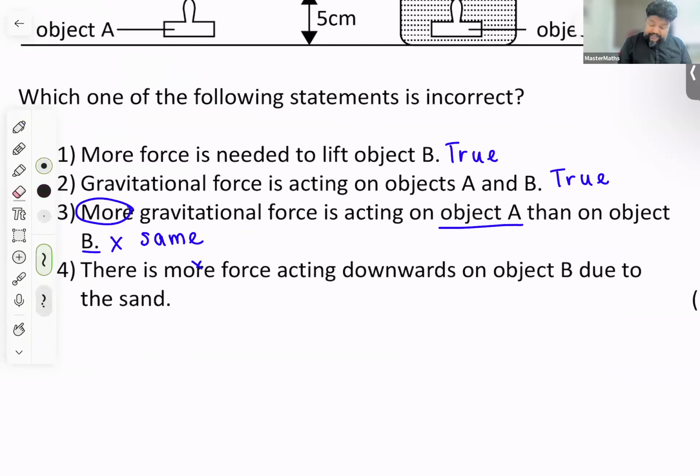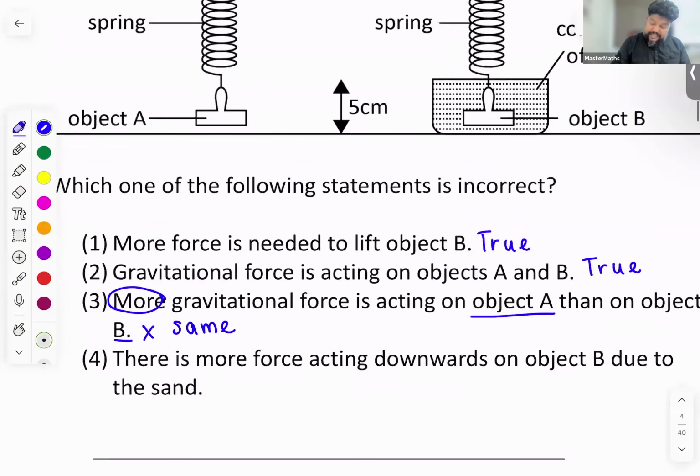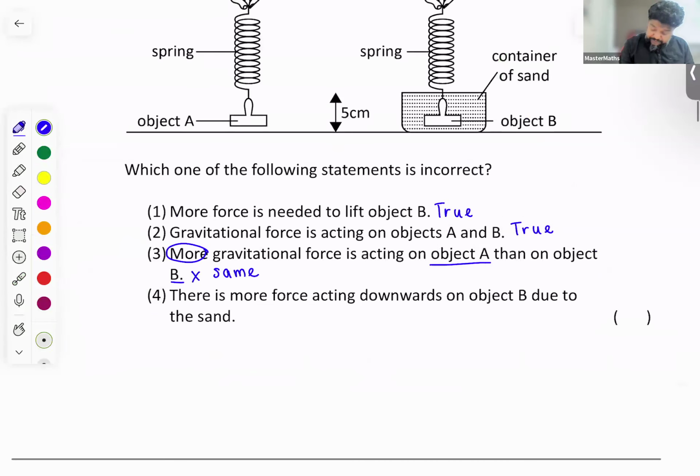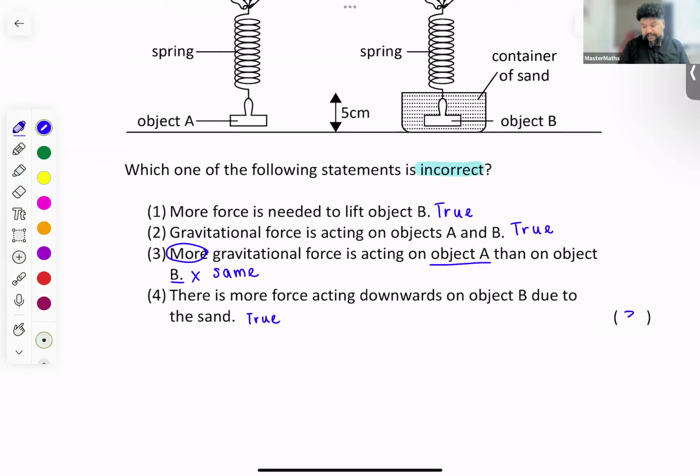There is more force acting downwards on B because of the sand. Is that true? Yes, right? Because why? We are trying to pull it up, but the sand is pushing it down. Okay, so this is true. So based on this, which is the answer that is false? Which option is false? Which is incorrect? Option number 3.